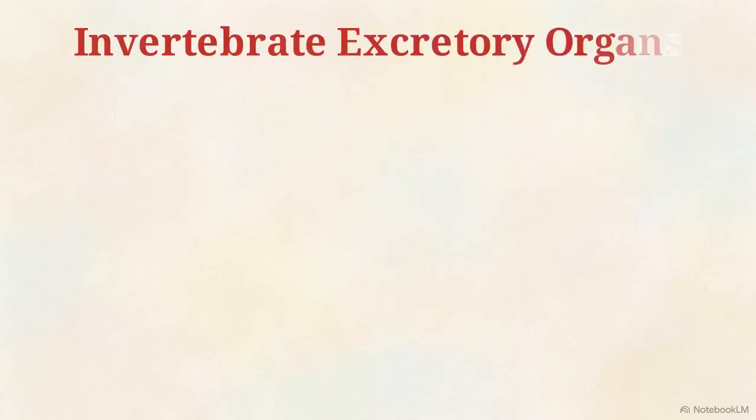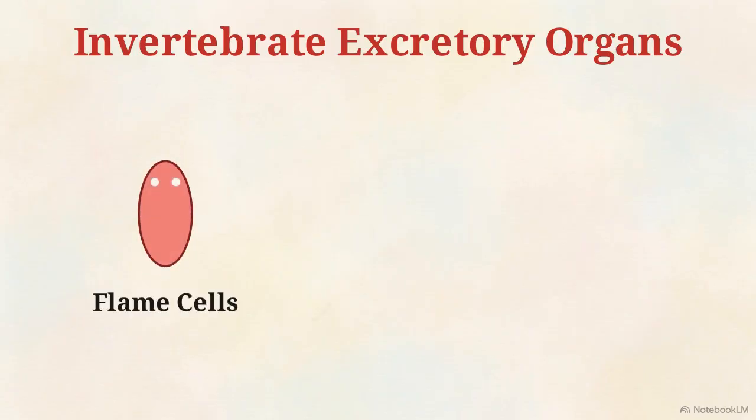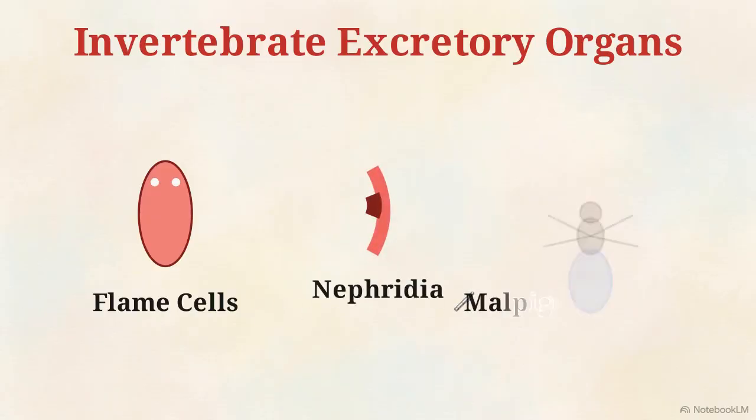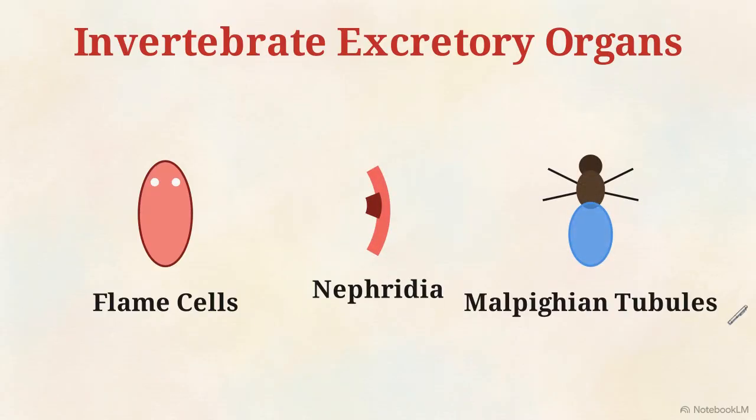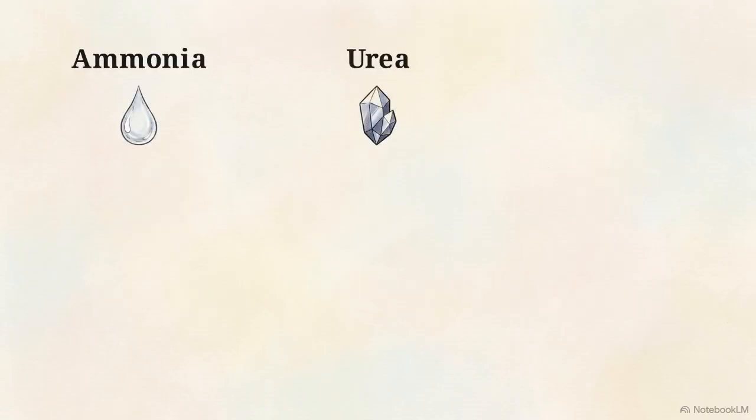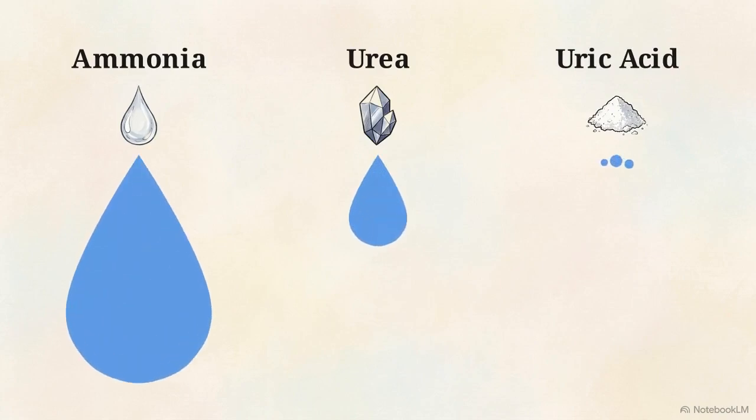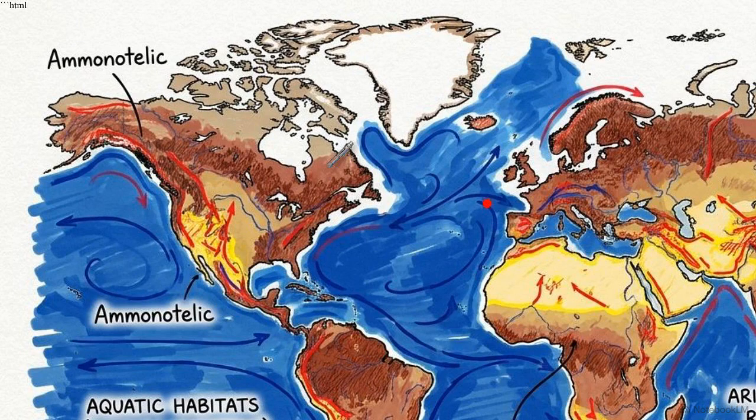Moving up the evolutionary ladder, invertebrates develop distinct structures to handle these tasks. Flatworms use simple flame cells, earthworms utilize tubular nephridia, and insects rely on Malpighian tubules. Whether an organism converts waste to ammonia, urea, or uric acid determines exactly how much water they lose in the process. Their specific method of excretion dictates their daily water requirements, ultimately deciding exactly where they can survive on Earth.